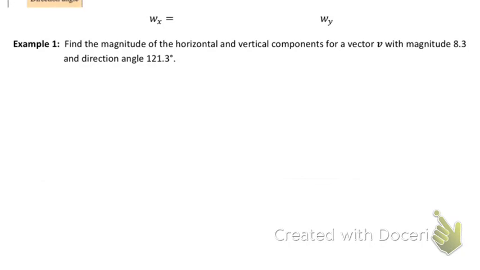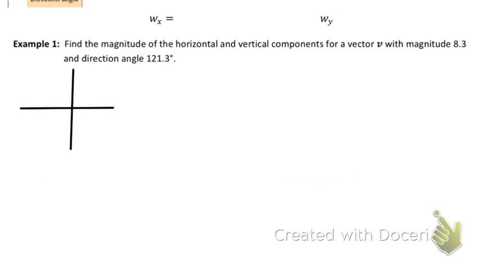So the first problem is relatively easy if I know that formula. That first problem says: find the magnitude in horizontal and vertical components for vector v with magnitude 8.3 and directional angle 121.3 degrees. I'm going to go ahead and draw this really quick, just so you know what I'm talking about, because this is kind of our first vector we've ever drawn.